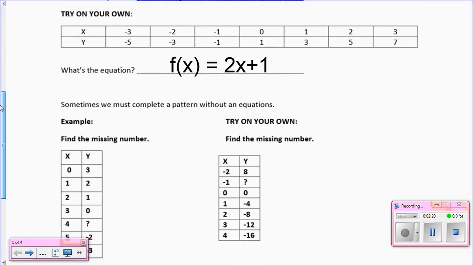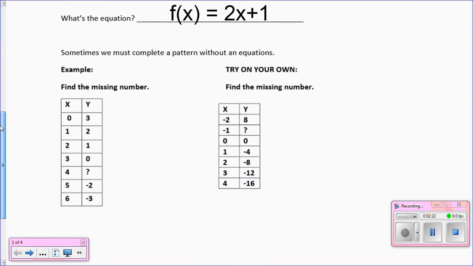And then sometimes we have to find a pattern without an equation. So we might be given the table. We need to figure out what's supposed to go in the missing slot. So here we're starting with 0, we go to 3. 1, 2. 2 to 1. 3 to 0. 4, what do I get? 5 goes to -2. 6 goes to -3. So I have to figure out what's happening.